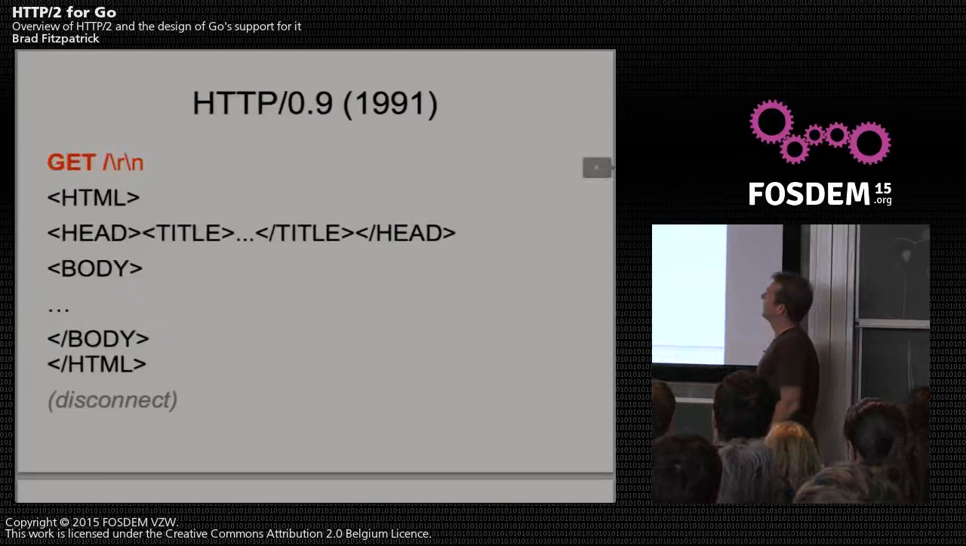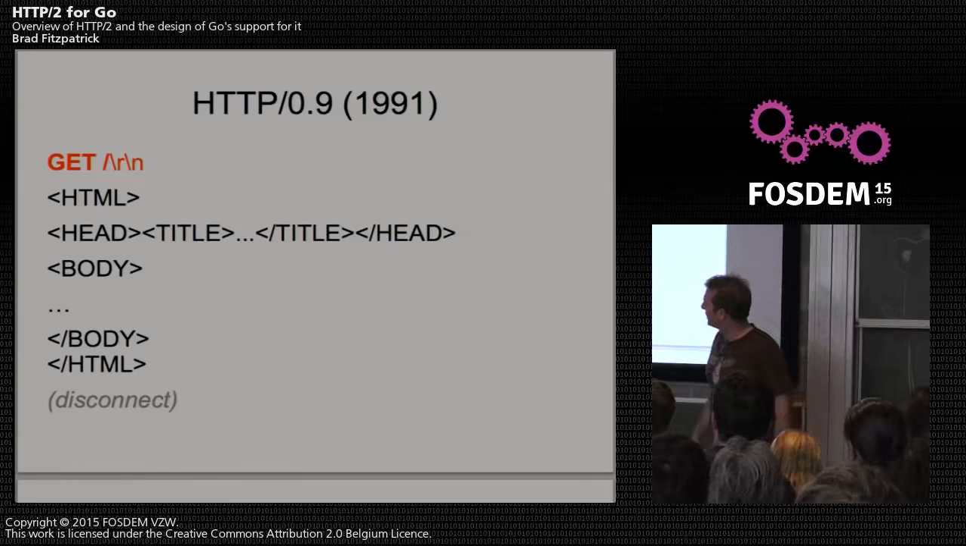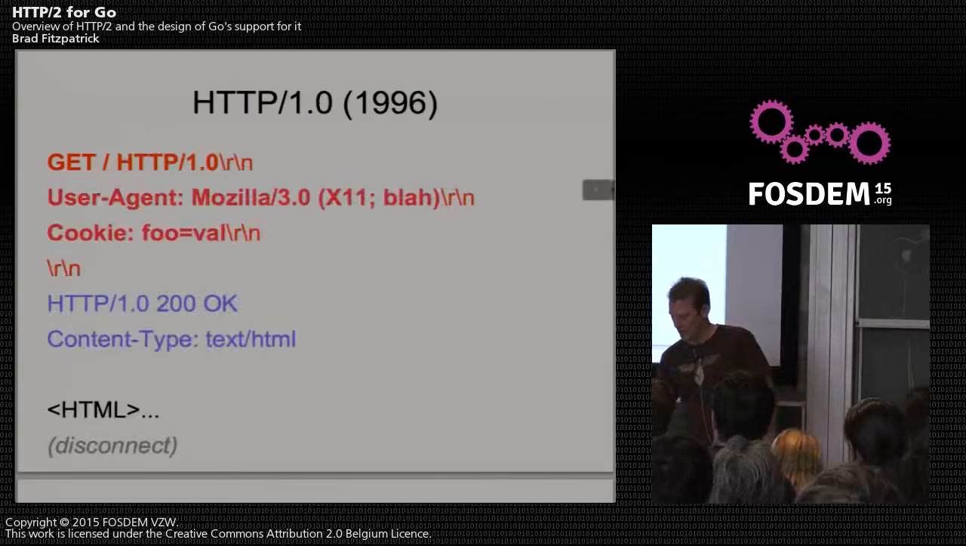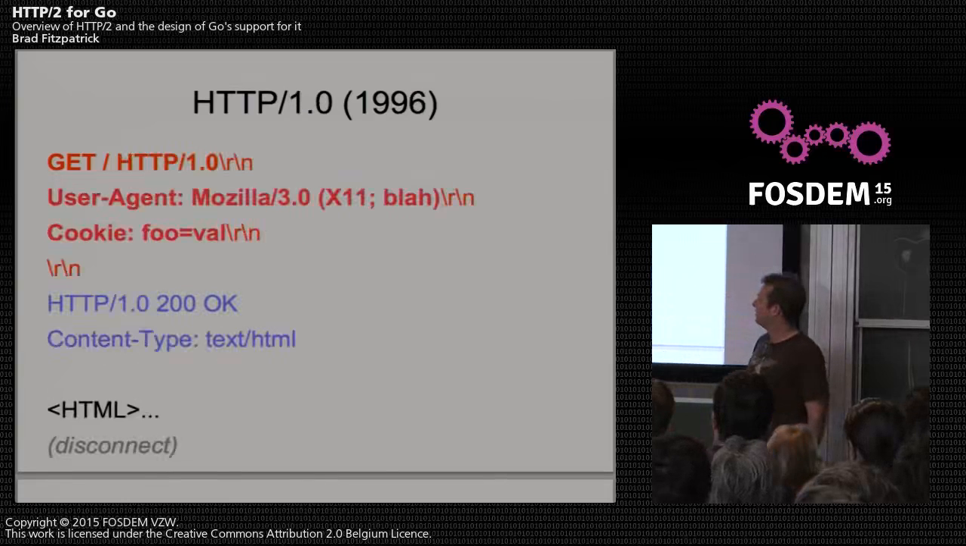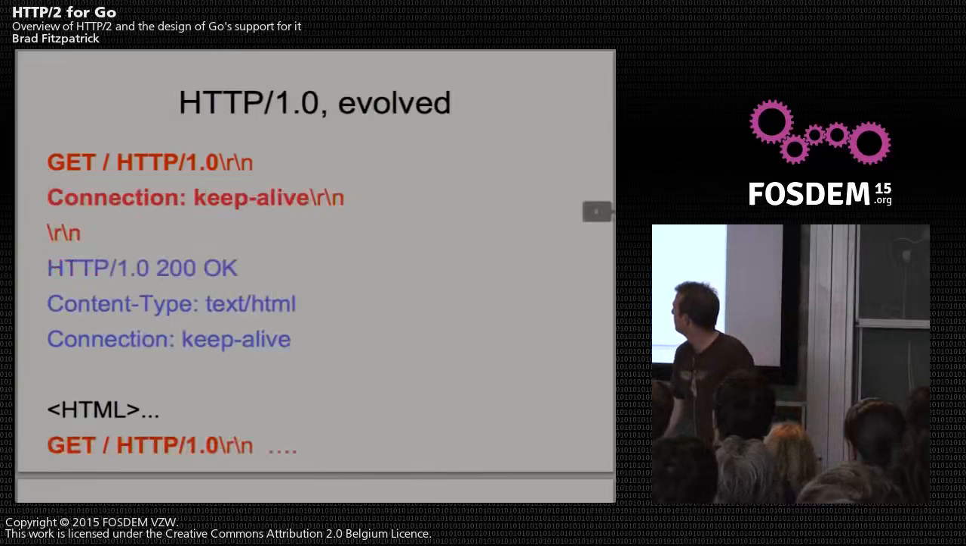Then HTTP 0.9, like 91, you basically just sent one line. There were no content types really. Everything was, I guess, HTML. 1.0 started adding some headers. You could send some key value pairs on your request and get some key value pairs in your response. You have different content types. It evolved kind of slowly.